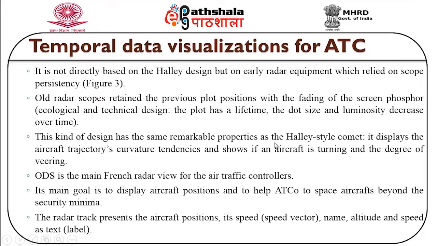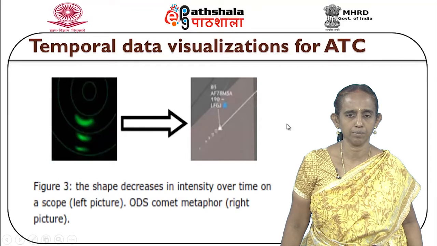Older radar scopes retain the previous plot position with the fading of the screen phosphor. This kind of design has the same remarkable properties as a Halley-style comet in that it displays aircraft trajectories, curvature tendencies, and shows if an aircraft is turning, and the degree of veering is also shown in this diagram.